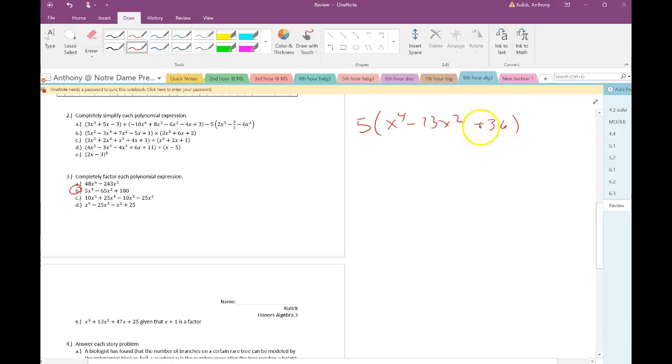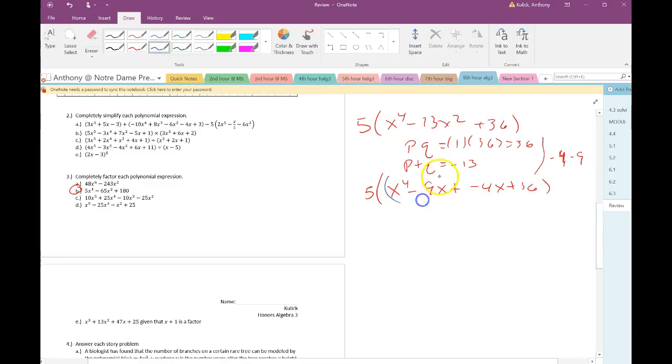And this has 3 terms. So I notice that this can factor like a quadratic. So I need to find 2 numbers that multiply to give me 1 times 36, and then add to give me negative 13. Those 2 numbers are negative 4 and negative 9. So if I do that, x to the fourth minus 9x plus negative 4x plus 36.